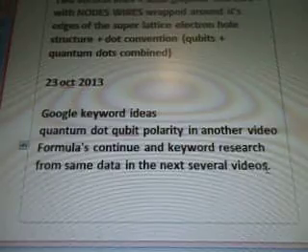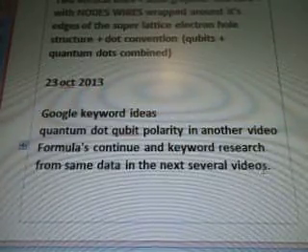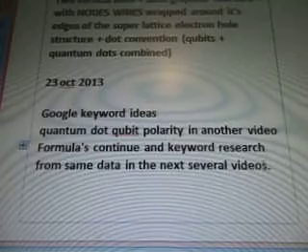October 23rd, Google keyword ideas, quantum dot qubit polarity. In another video, I'm going to see whether or not there's something about it.